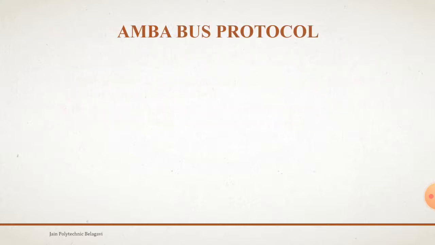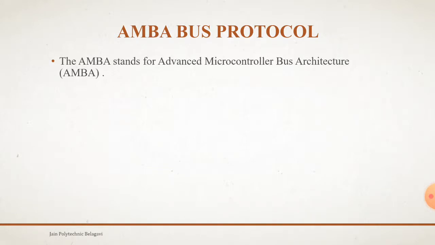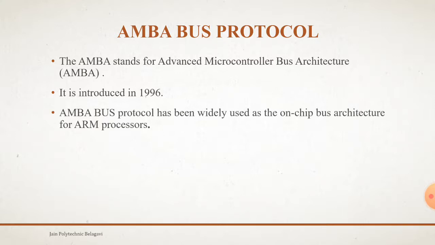Next we will see what is AMBA bus protocol. The word AMBA stands for Advanced Microcontroller Bus Architecture. It was introduced in 1996. AMBA bus protocol has been widely used as an on-chip bus architecture for ARM processors.